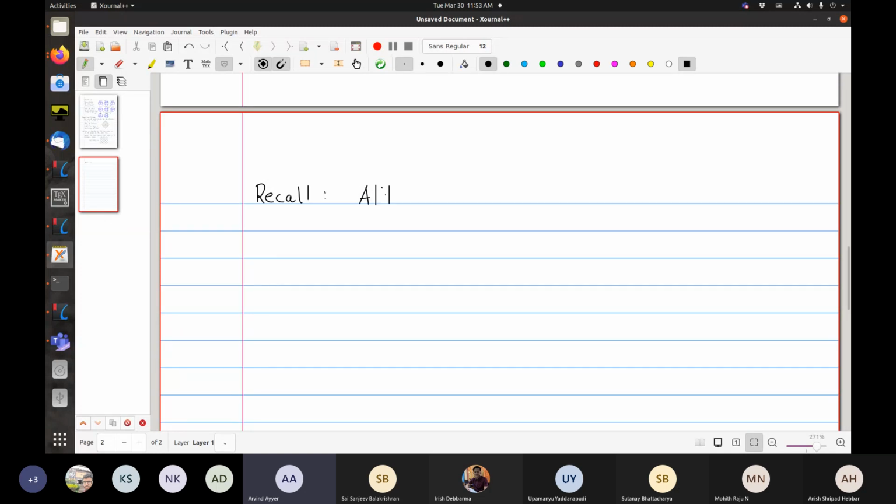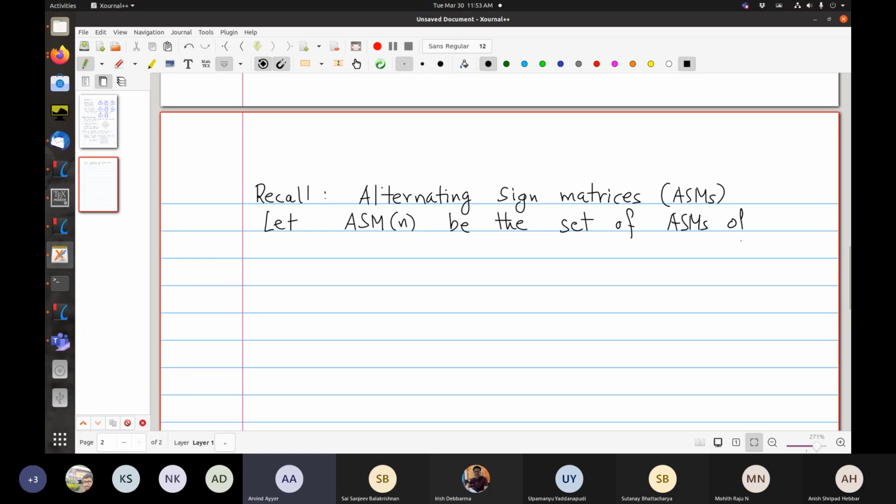We call alternating sign matrices. These are 0, 1, minus 1 square matrices such that rows and columns alternate in sign, and they sum to 1. Okay, so let ASM of n, I can't use A_n because that's already been used, be the set of ASMs of order n.